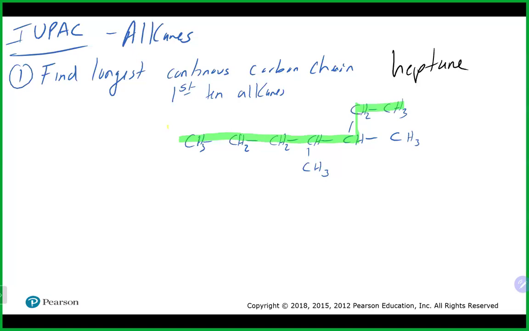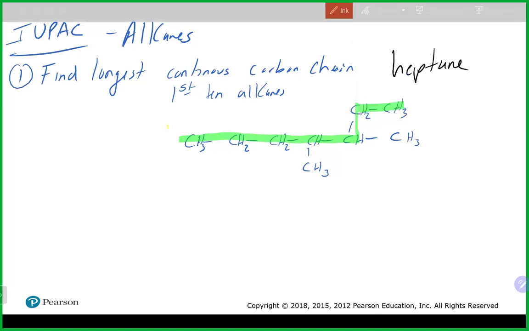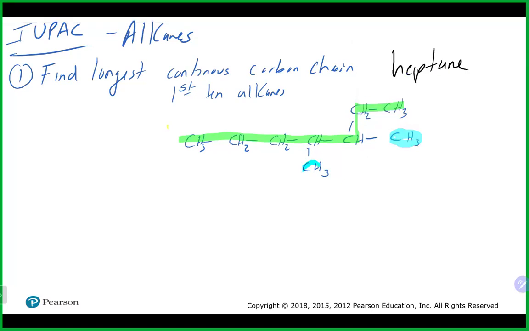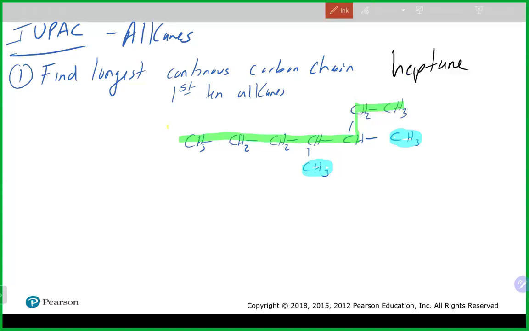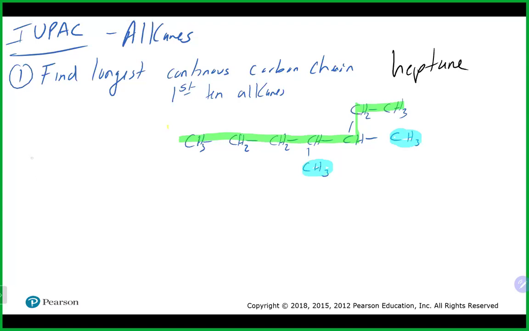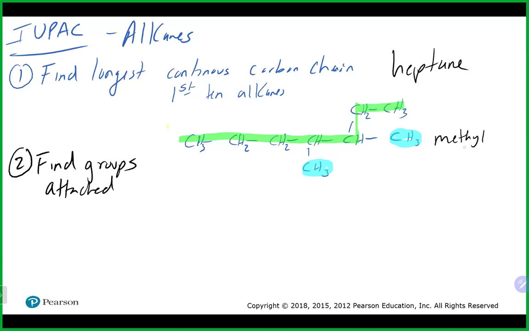All right. So besides the longest carbon chain, we also have some groups that are attached in this case. And the 2 groups that we have attached are right here and right here, right? Now, each of those groups are carbon-based groups, which means we then want to find the names of our groups. Each of those are 1 carbon groups, which means they are based off of methane, but because they're missing a hydrogen, they are methyl groups, right? So that's a methyl group, and that is a methyl group.